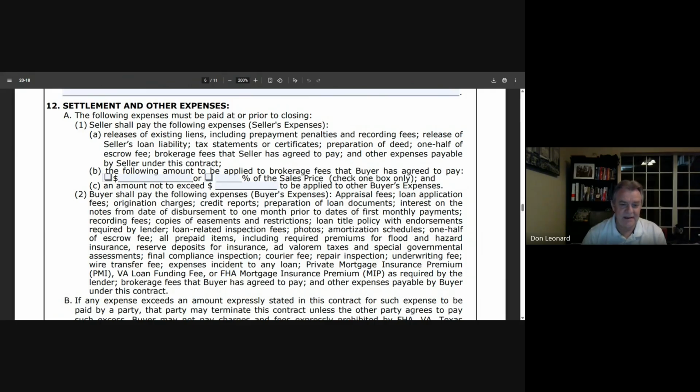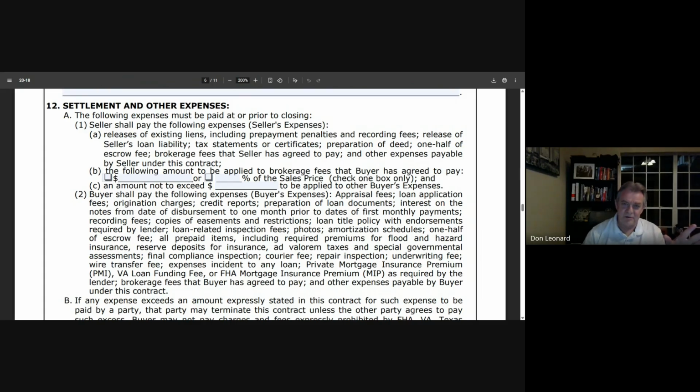Well, here is where it gets messed up. In B, the following amount to be applied to brokerage fees that buyer has agreed to pay. When agents look at it, these are charges that the buyer has agreed to pay. And they think, no, my buyer is not going to pay it. My buyer doesn't want to pay my commission. We want the seller to pay it.